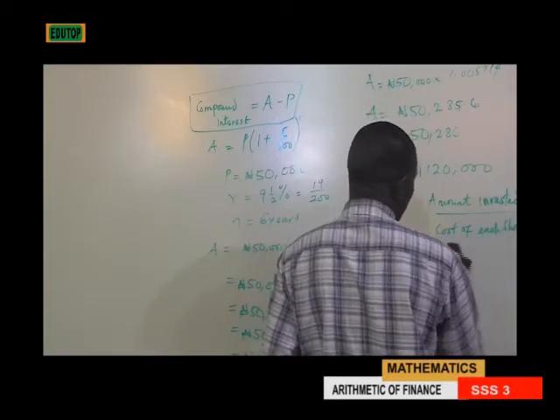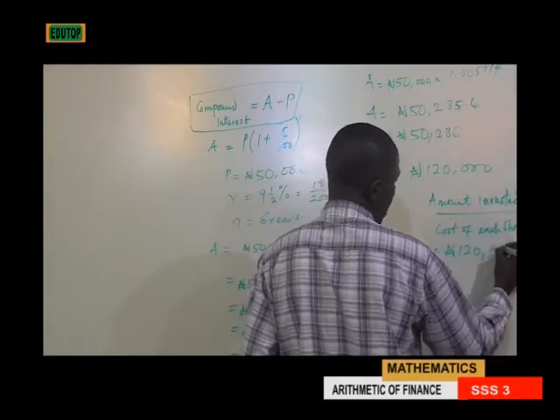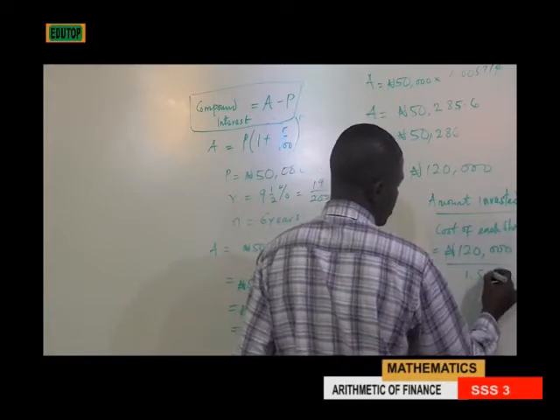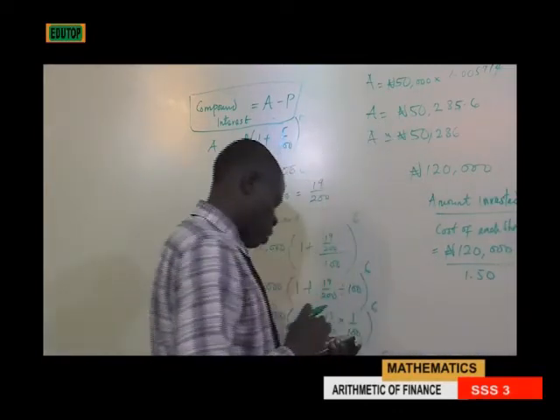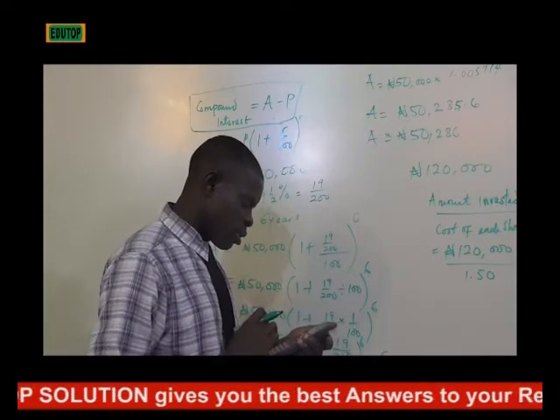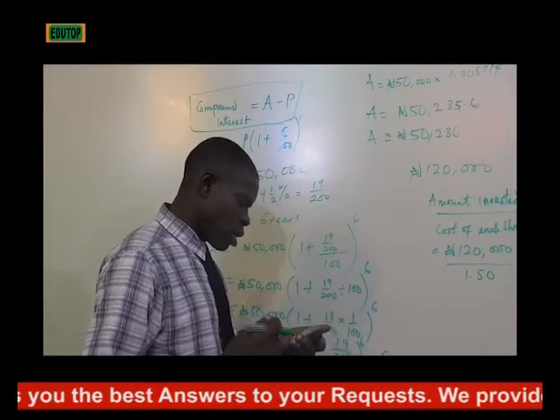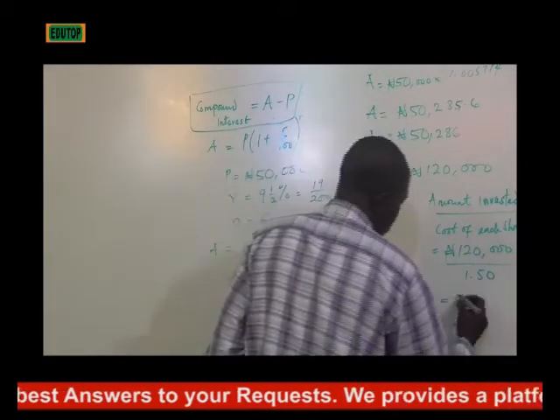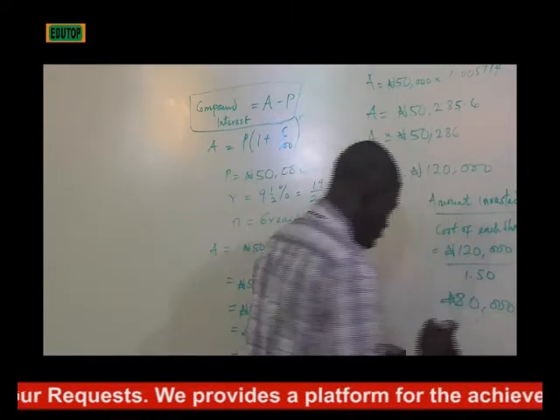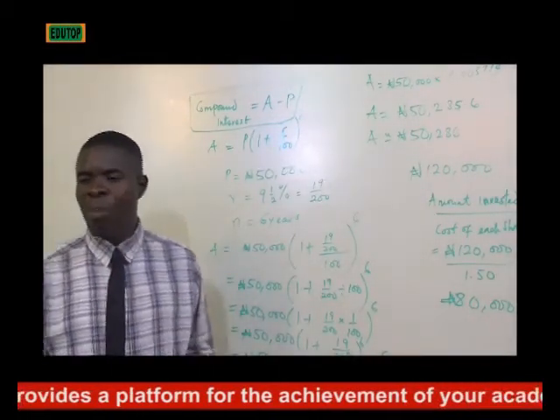So here, what is the amount invested? The amount invested is 120,000 and the cost of each share is 1.50. So that can be determined by 120,000 divided by 1.50, and that will give us 80,000 naira. So we have 80,000 naira.